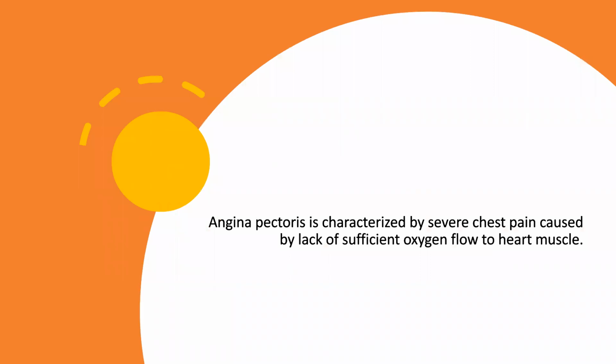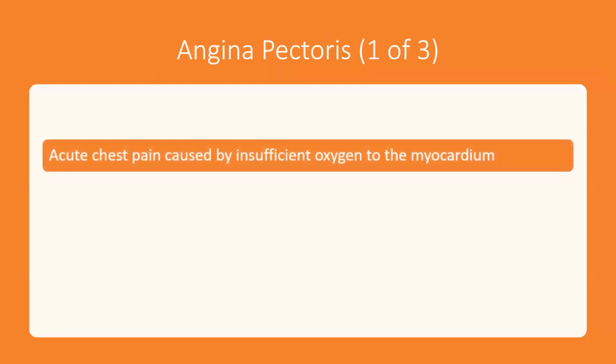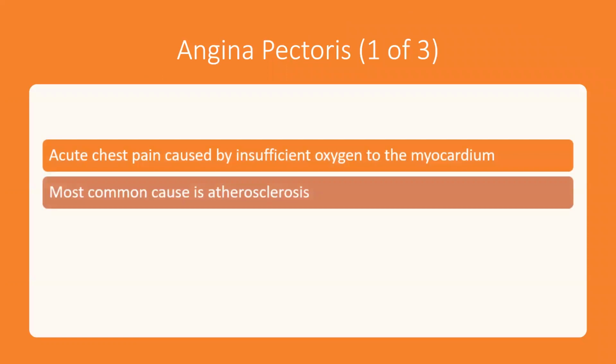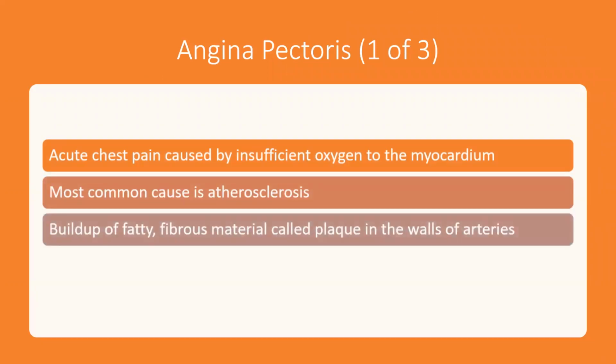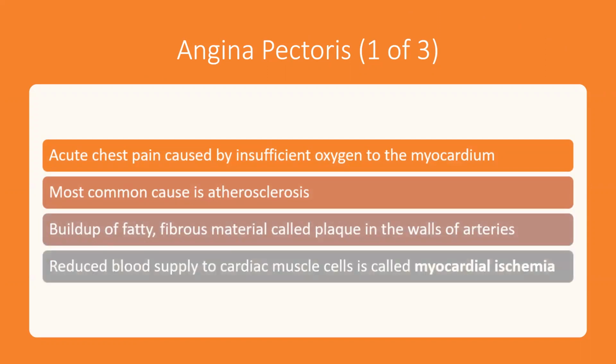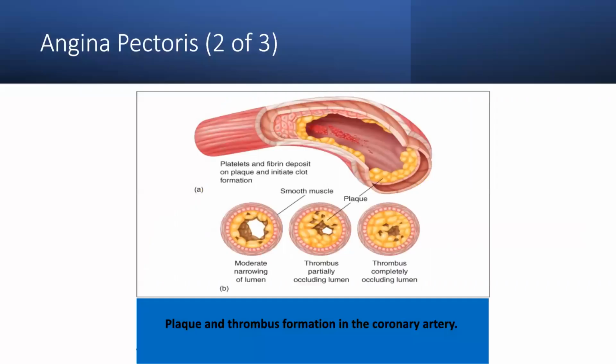The first is angina pectoris, which is characterized by severe chest pain caused by the lack of sufficient oxygen flow to the heart muscle. So in angina, acute chest pain is caused by insufficient oxygen to the myocardium. The most common cause is atherosclerosis, the buildup of fatty fibrous material called plaque in the walls of the arteries. It reduces the blood supply to the cardiac muscle cells, which is called myocardial ischemia.